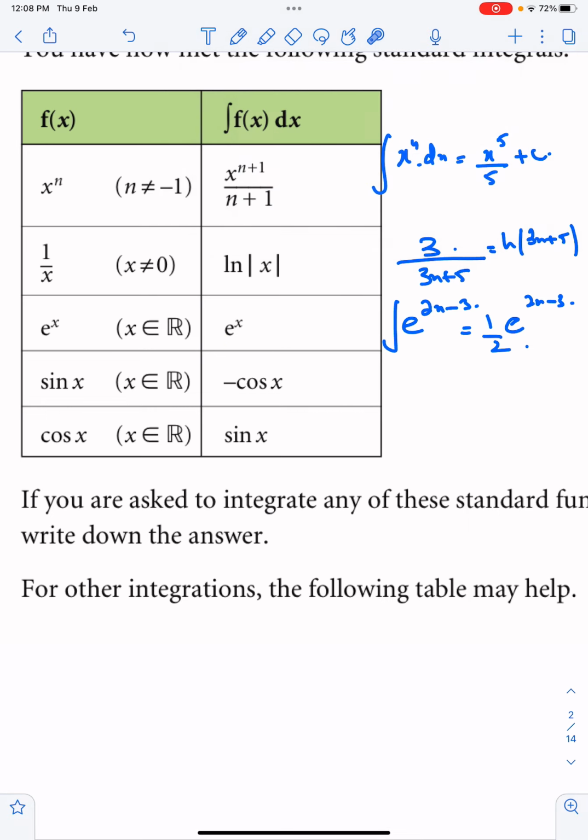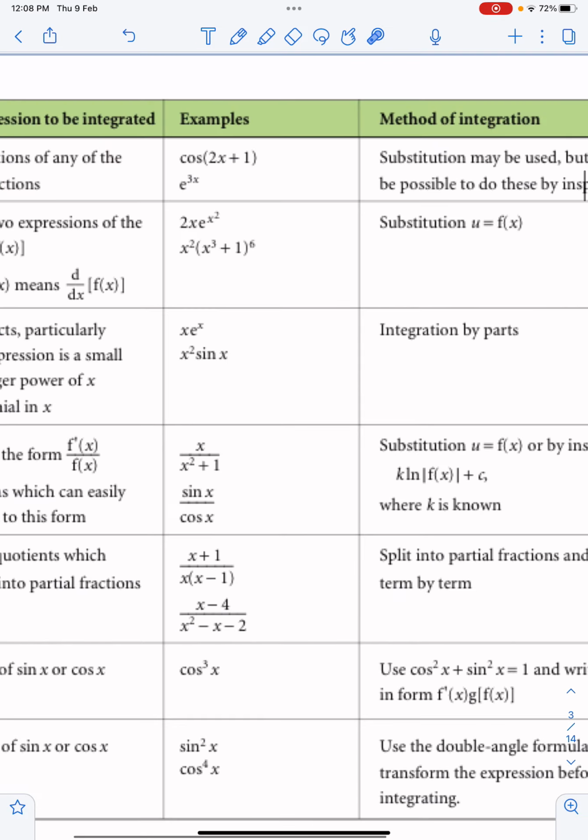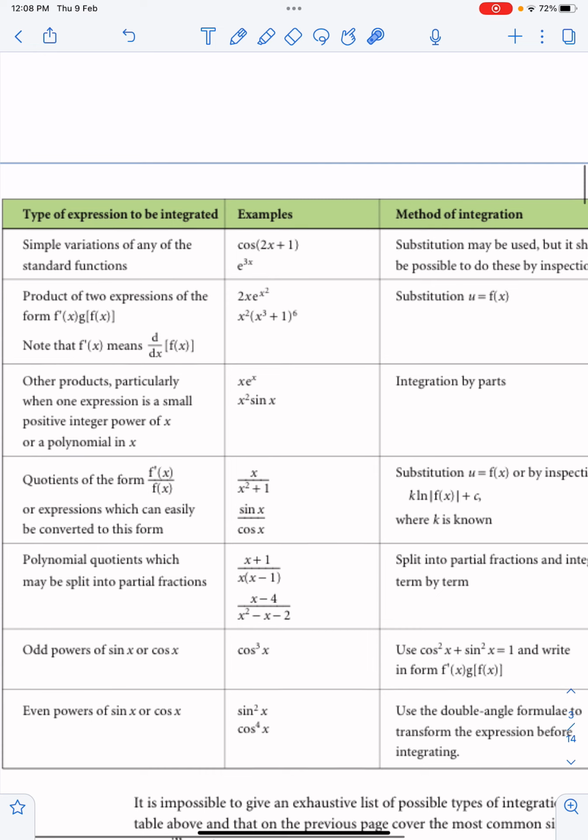We know the integration of sin x is negative cos x, and the integration of cos x is sin x. Okay, let's move on to other methods. If you have to integrate cos of 2x plus 1, we know that the integration of cos is sine, so we'll write sine, the bracket as it is, and then differentiate the bracket. If you differentiate 2x plus 1, you get 2, so you divide by the derivative of the bracket. If it is e to the power 3x, whatever is the power, you write it as it is, differentiate it and write it in the denominator.